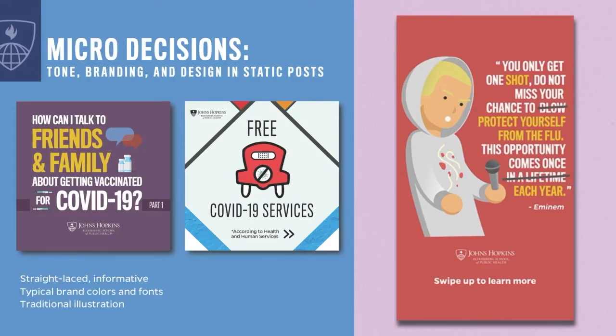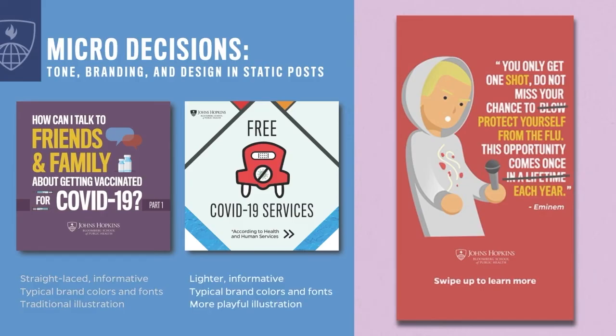Here, we have 3 examples of Instagram posts published by the Johns Hopkins Bloomberg School of Public Health. The example on the left, "How can I talk to my friends and family about getting vaccinated?" is a straight-laced, informative post. The content of the post itself is quite serious, but we designed it in the same bright, eye-catching colors that we use in all of our content so that it would be identifiable as part of our brand, or the way our content typically looks.